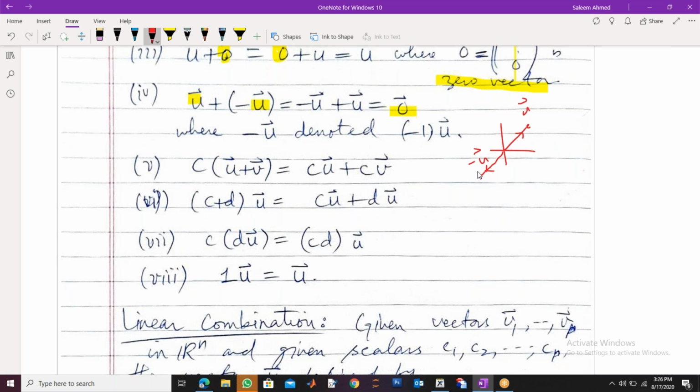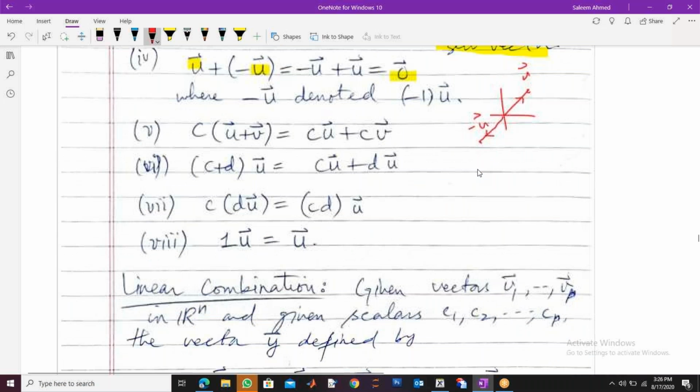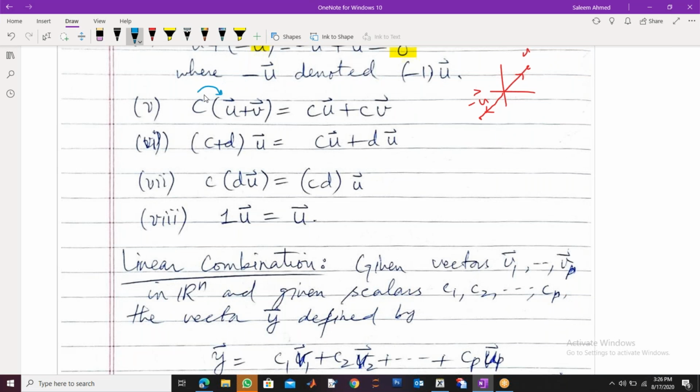If you are multiplying c with u plus v, you can multiply c with u and c with v and add. Right? Simple rules of multiplication. Okay.